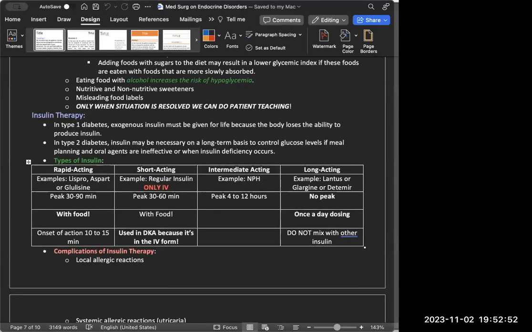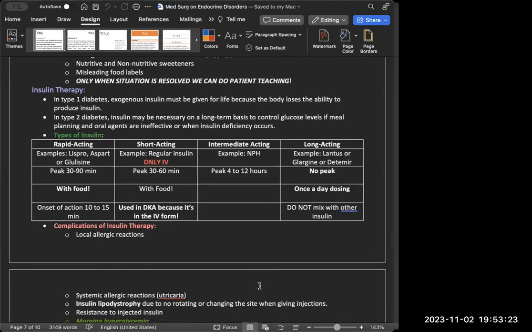Lastly, we have long acting like Lantus, Glargine, or Detemir. I don't know how to say that one. But it's a once a day dose, and we do not mix this one with other insulins, okay? This one we don't need to have food there, but we will not mix this medication with other insulins. NPH, yes, we can mix it with other insulins, like regular insulin. And if we do that, like I said, it's the regular insulin first, then the NPH, okay?